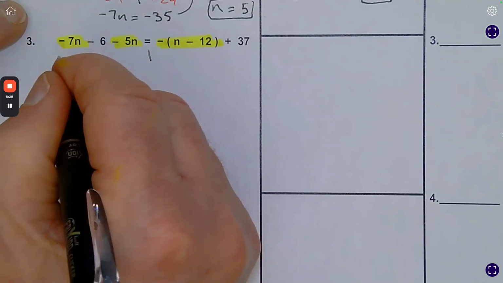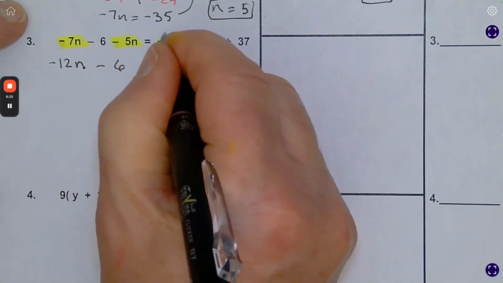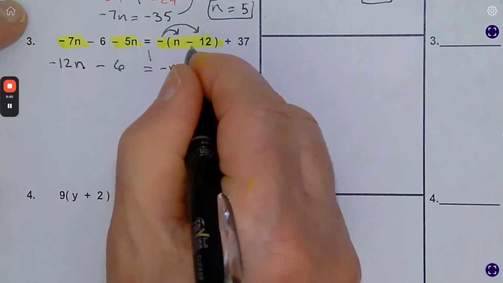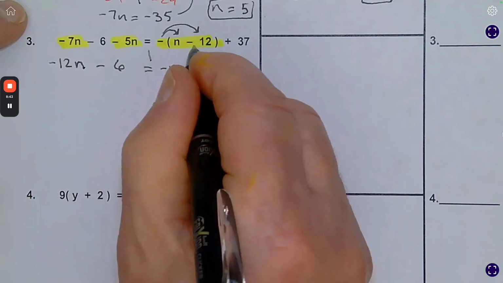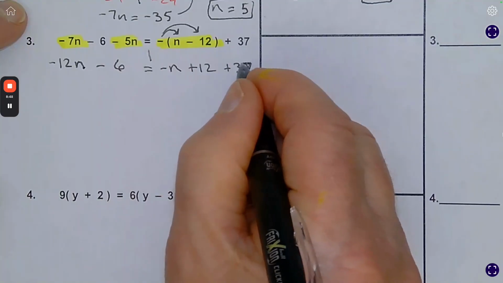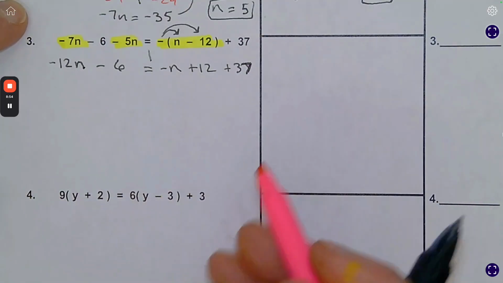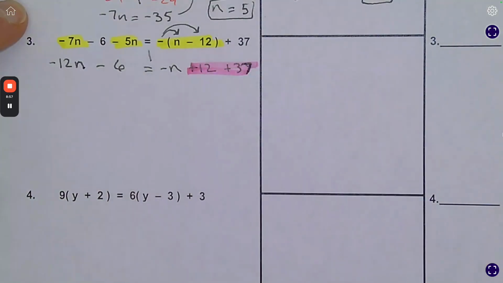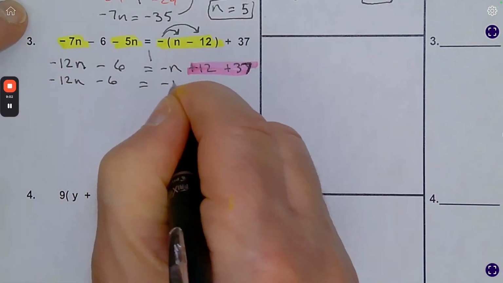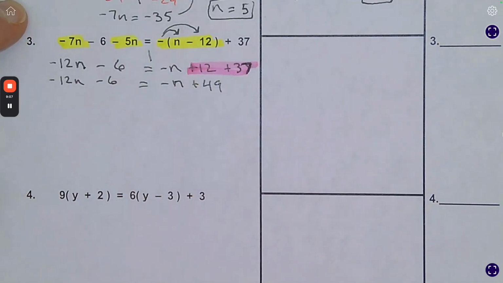Negative 7 minus 5 is negative 12n. And then this is distribution of a negative 1. So negative 1 times n is negative n. Negative 1 times negative 12 is a positive 12. Negative times a negative. Plus 30. Ooh, that's a terrible 7, but I'm going to fix it. 37. Okay. Notice on the right-hand side, you've got these terms that are constant terms. So I'm not going to do any inverse operations yet. I'm still simplifying. 12 plus 37 is 49. It's my favorite football team.